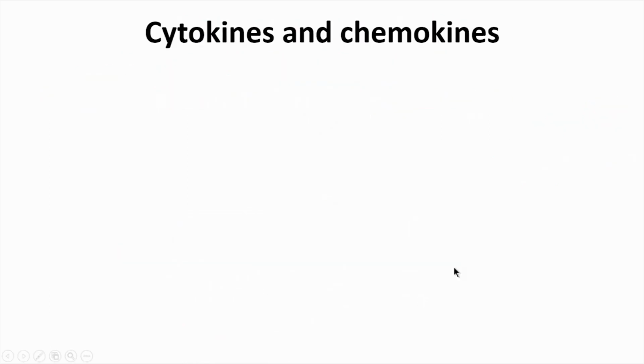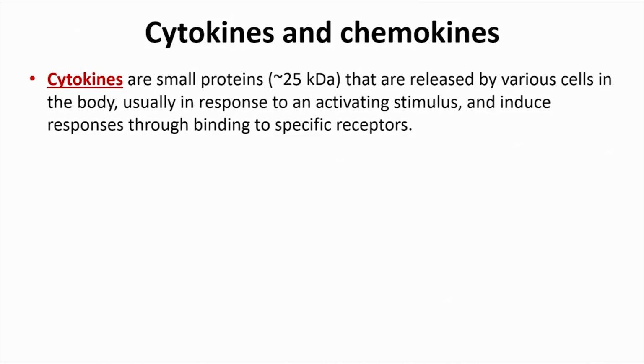So, I mentioned cytokines and chemokines, let us quickly define what these are. Cytokines are small proteins, typically about 25 to 30 kDa, released by various immune cells. Typically this is immune, although other cells can also release them, and they are usually released in response to a certain stimulus, and then they induce responses by binding to a certain receptor.